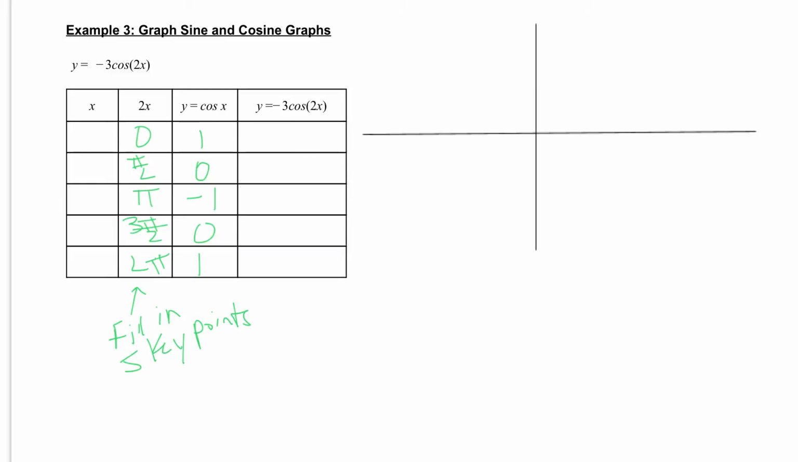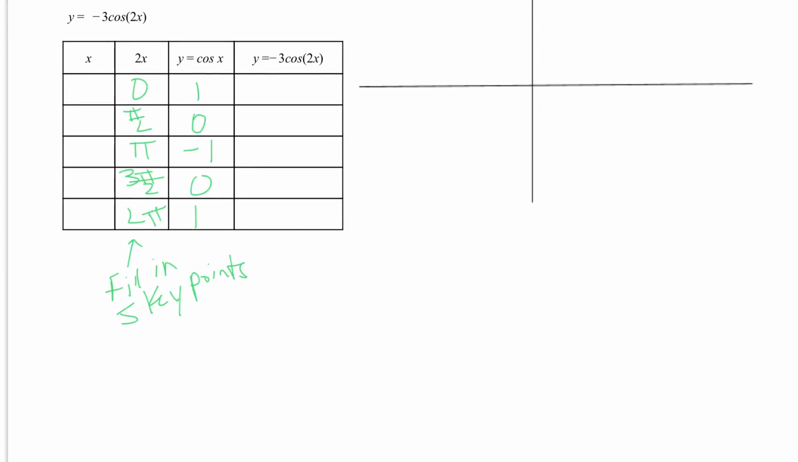Now we need to figure out what x values we actually want to use to get that first period on our graph. To figure out what these x values are, you're going to take the 2x and set it equal to each one of these 5 key points. So I'm going to move this up just a little bit so we have some room. I'm going to take 2x and set it equal to 0. Remember, I'm taking this thing from my table, which is coming from the parentheses, and I'm setting it equal to the key points, the first one being 0. If I solve that, dividing both sides by 2, I get x is equal to 0. And that's going to go in here.